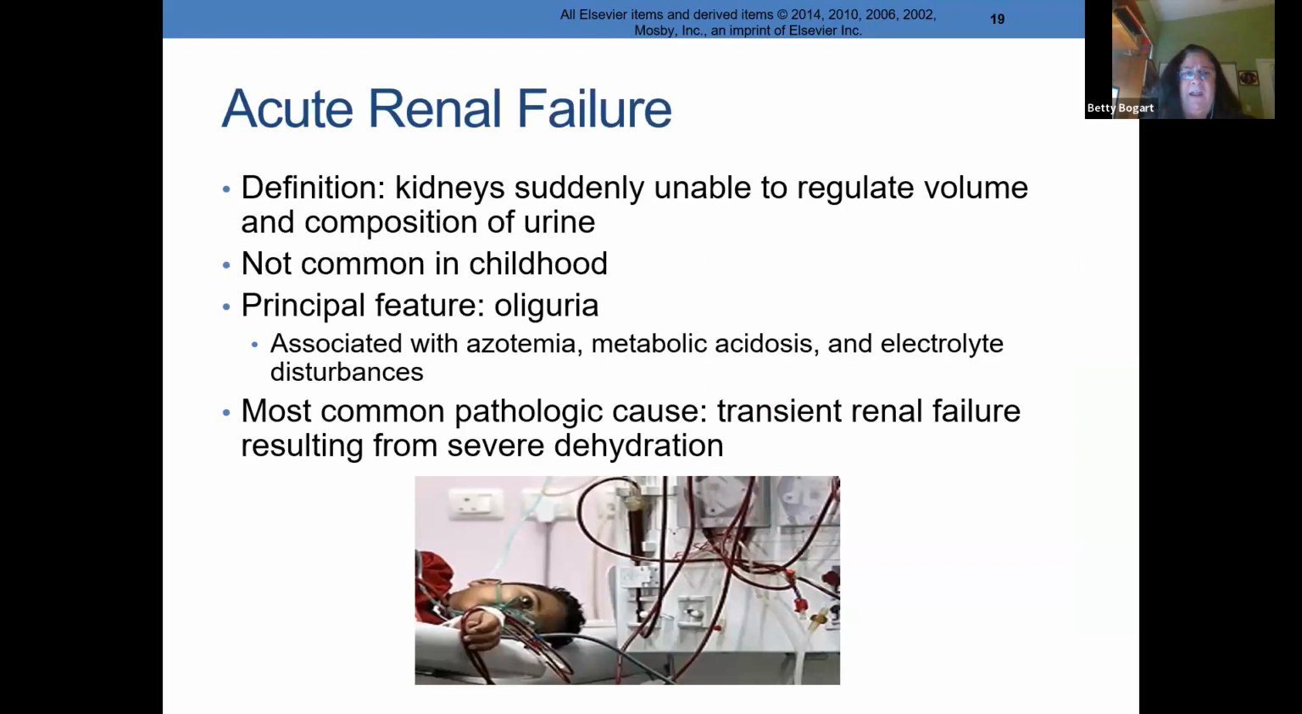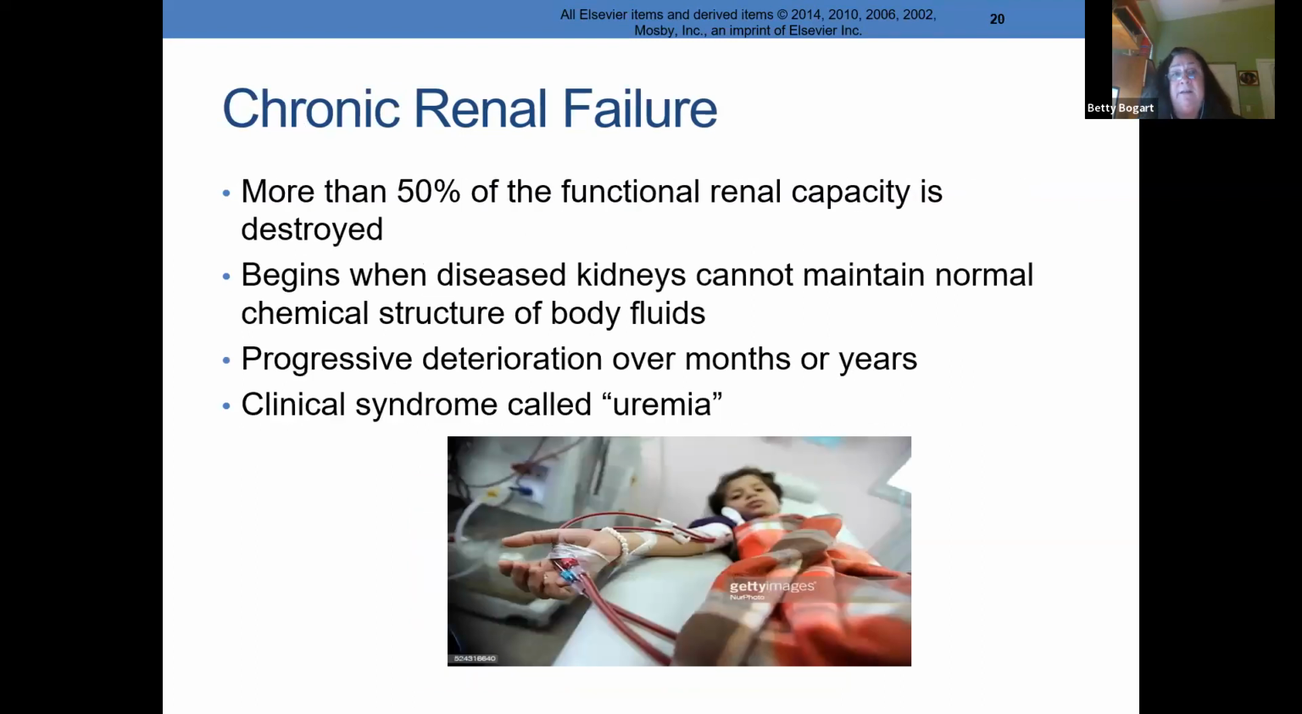Now, one of the things about acute renal failure, we know that it causes a lot of things. Same thing with children as with adults. But one of the causes that you don't see in adults is severe dehydration can cause acute renal failure. That's why one of the things we're going to talk about is how to rehydrate your child in case of too much vomiting, too much diarrhea, because dehydration can be very serious.